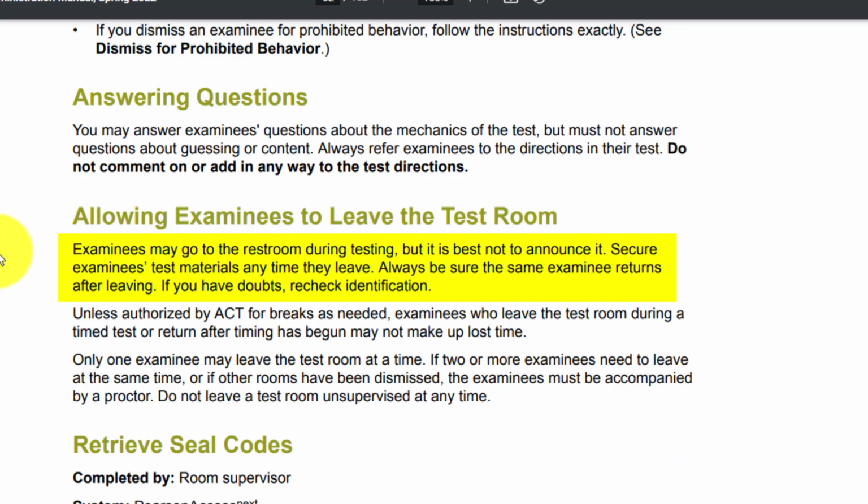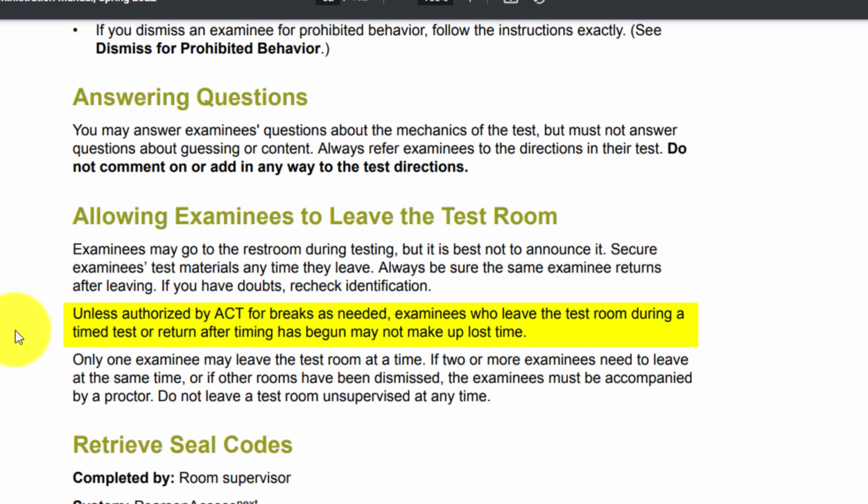Examinees may go to the restroom during testing, but it is best not to announce it. Secure examinees' test materials anytime they leave. Now, remember, in this case, such as the authorization tickets, their scratch paper, and so on. Always be sure the examinee returns after leaving. If you have doubts, recheck identification.